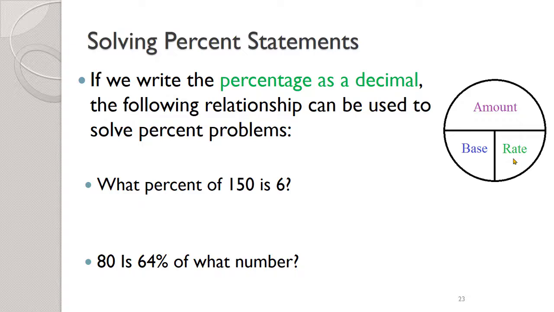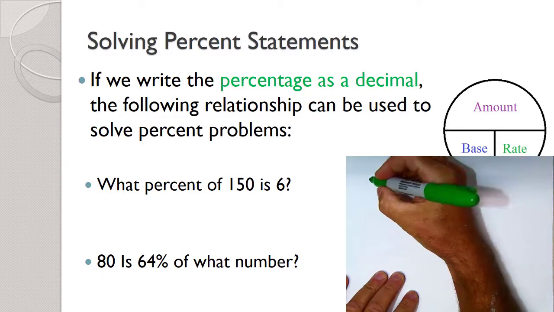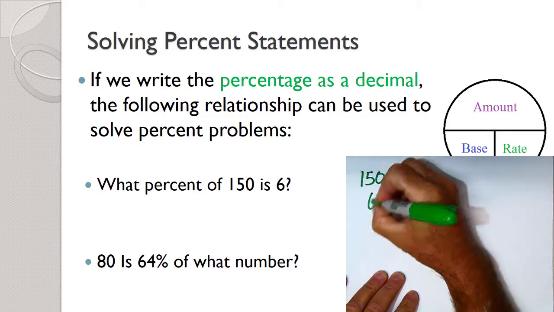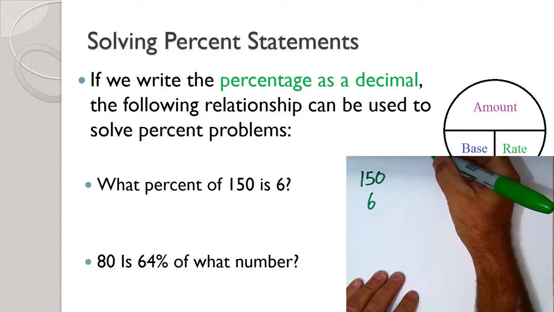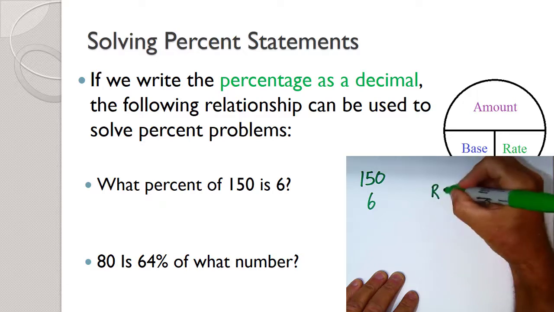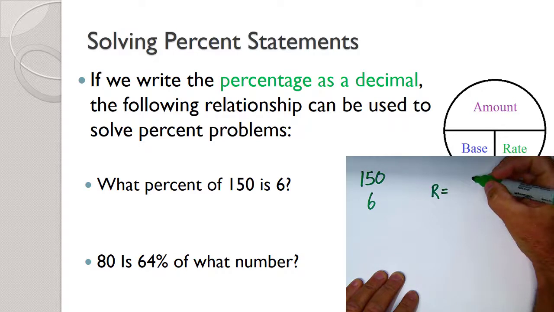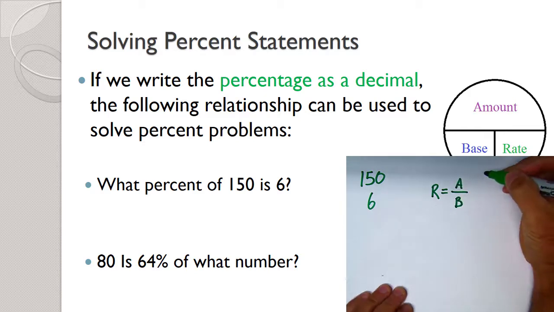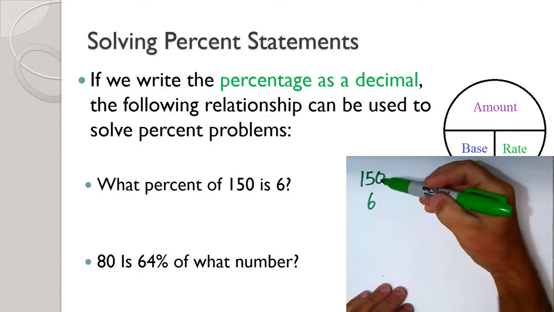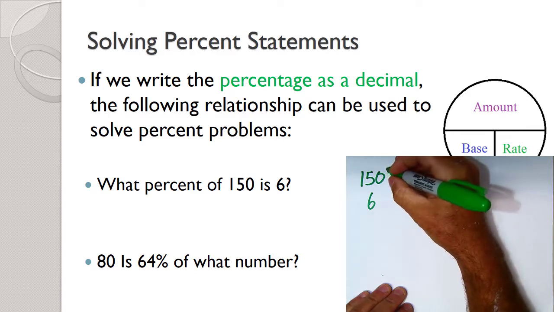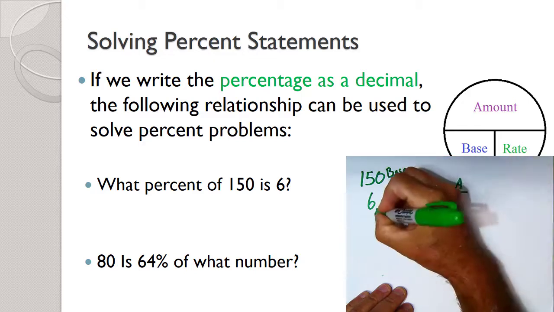The first one, what percentage of 150 is 6? Well, I think that you would agree that the numbers we're given are 150 and 6. The question is what percent, so that means we are trying to find the rate. And so our rate, according to our wheel, is found by taking the amount over the base. So then what roles do the 150 and the 6 play? Well, 150 is both next to the word of, and that's the whole thing. So 150 is our base, and 6 is our amount.